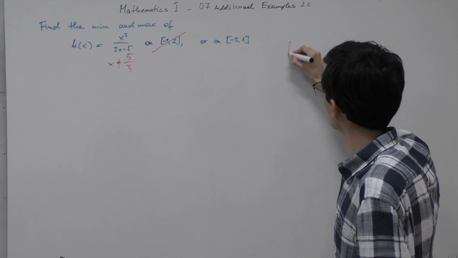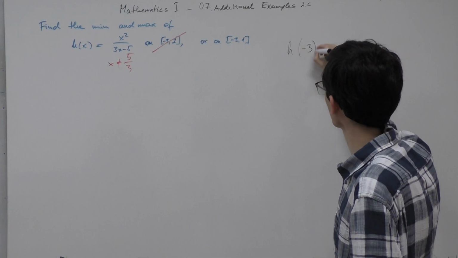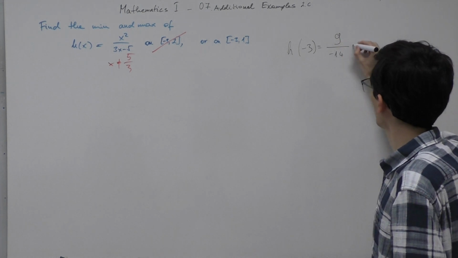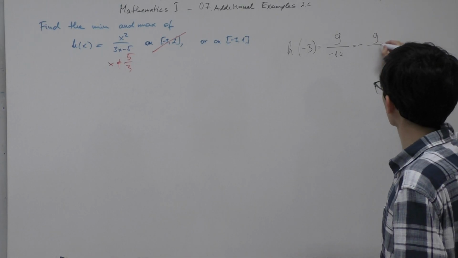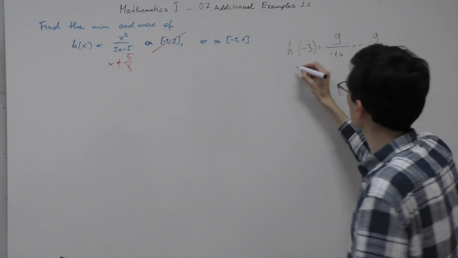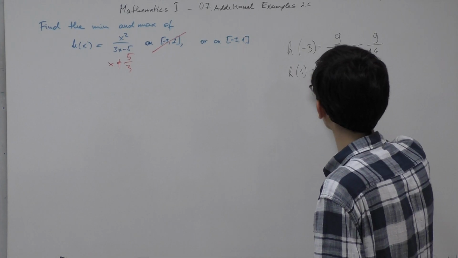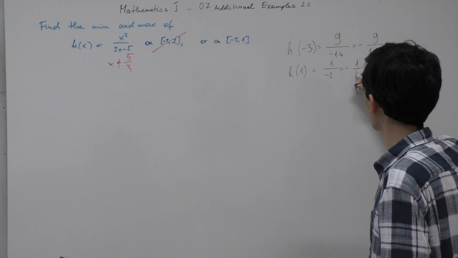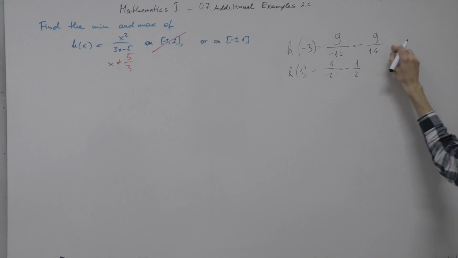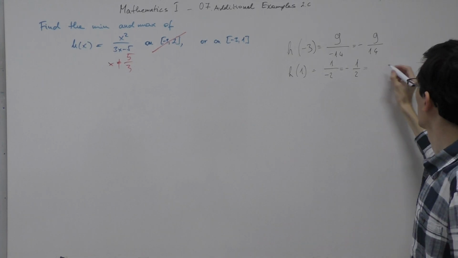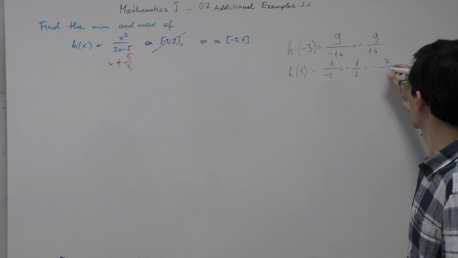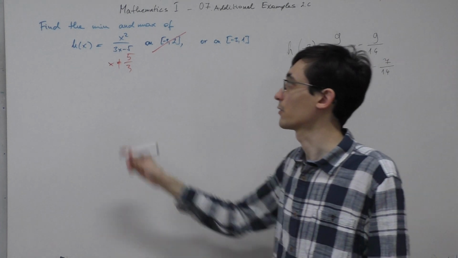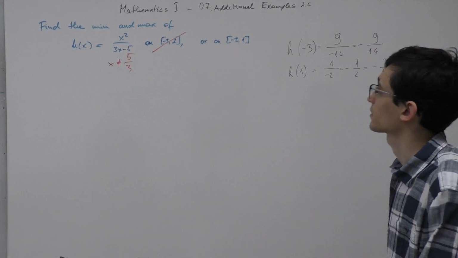interval. So h of -3 will be 9/14, which is -9/14, and h of 1 will be 1/2 or -1/2. But since we will have to compare it with this value, we can write it as -7/14. Next, we must find the critical values of h which lie inside this interval.